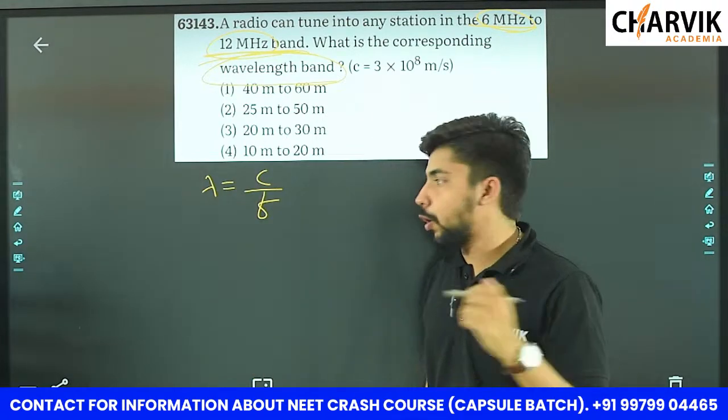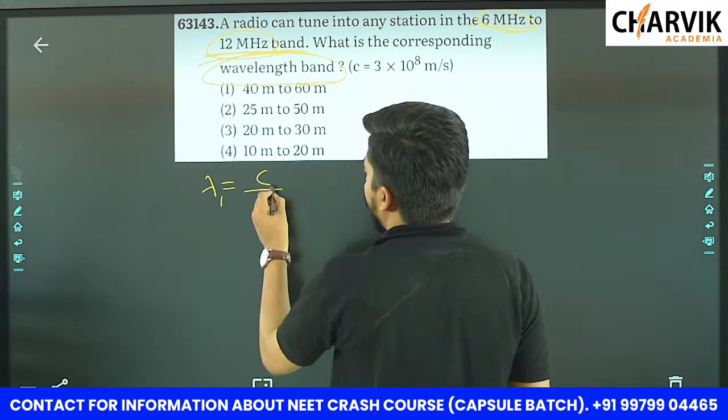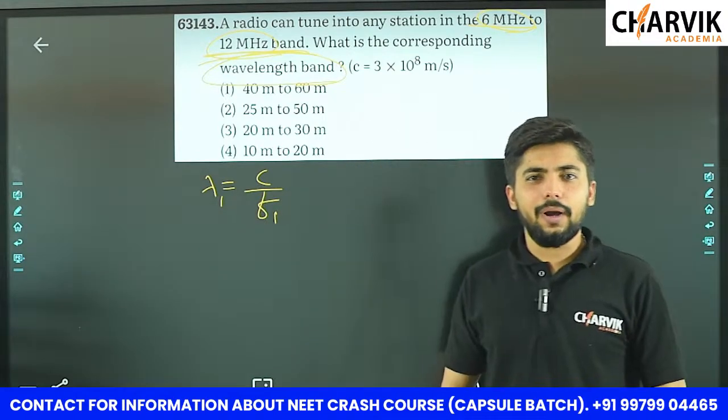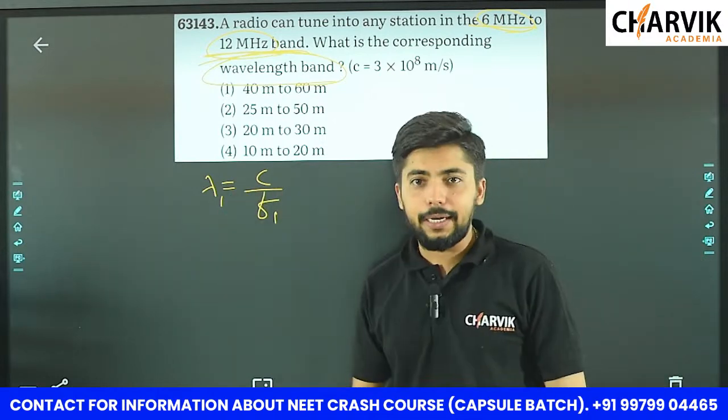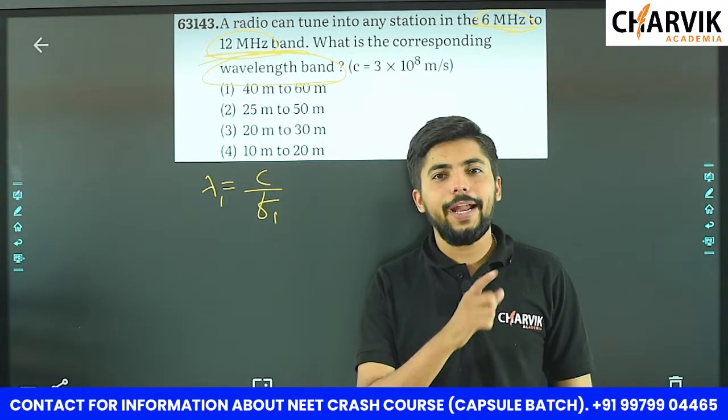Very simple formula. So lambda 1 is equal to C upon F1. Why am I not writing C1? It is a very obvious thing that it is fixed for all, which is the speed of light. What is the speed of light? 3 into 10 raised to 8 meter per second.